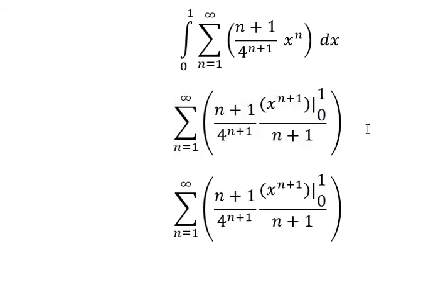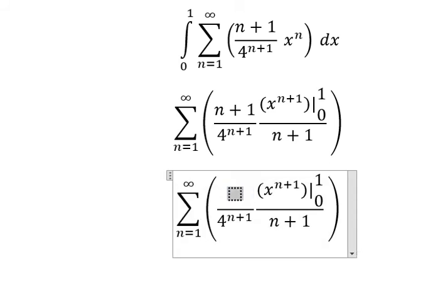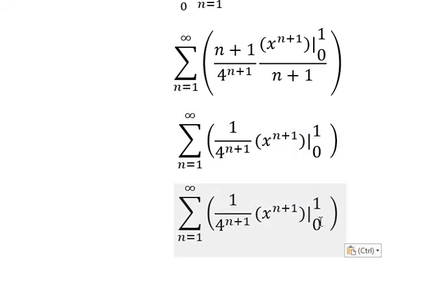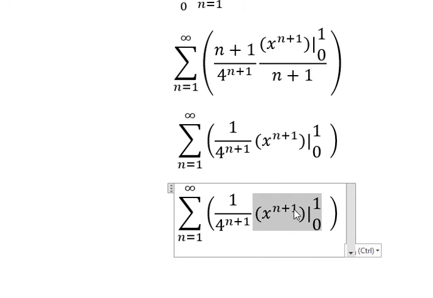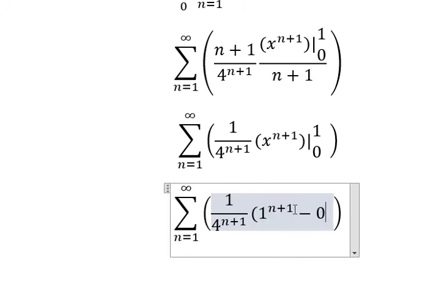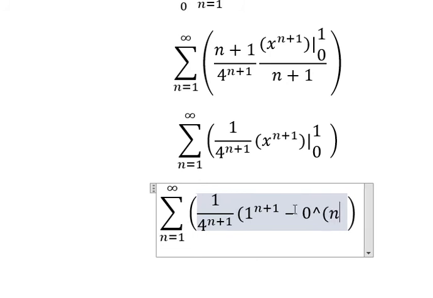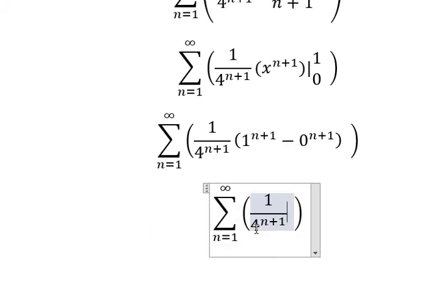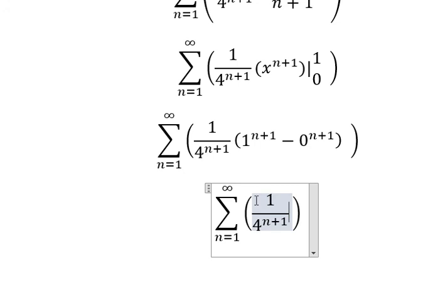Next, n plus 1, we simplify. Now, we can put number 1 and number 0 in here. This one we can simplify and we just have it like this. Now we need to find the value of this series in here.